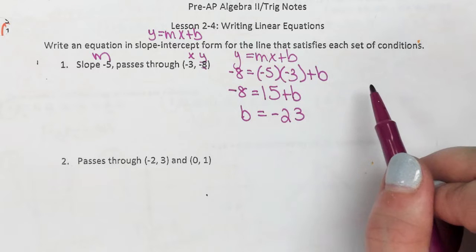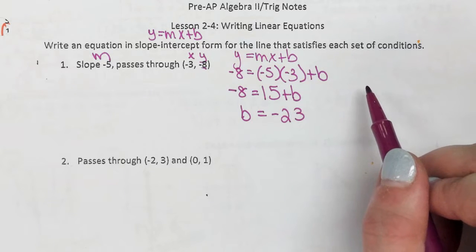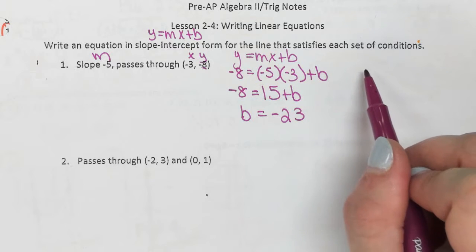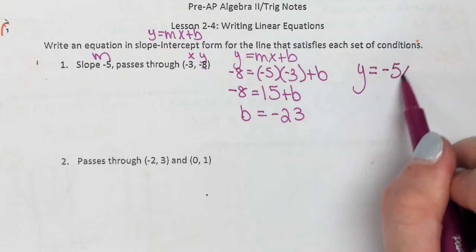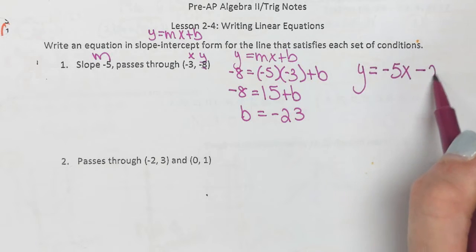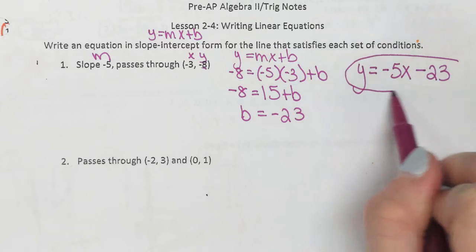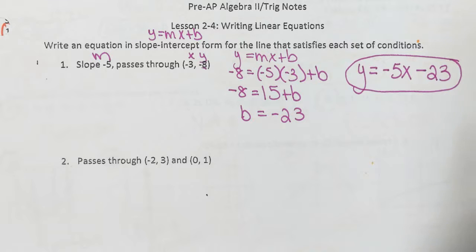Alright, so when you normally write slope-intercept, you have two numbers written in there. What two numbers are those? Slope and the intercept. So now you can rewrite it. Y equals, your slope is -5x. And then your y-intercept is -23. You're all okay so far?